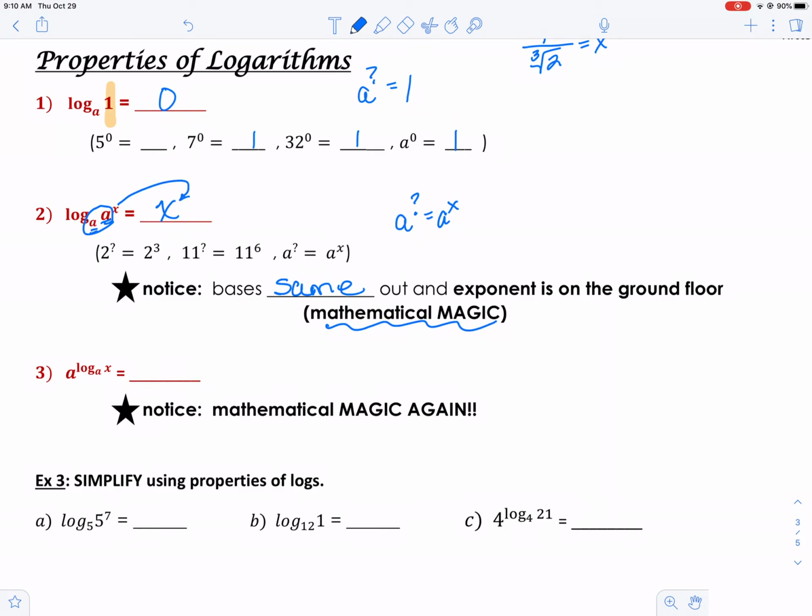Just like when I had 2 to the x equals 2 to the third. These bases are the same. They cancel out, and I get x equals 3. So it's the same thing here. These bases are going to cancel out, and I get just what's up there on top.